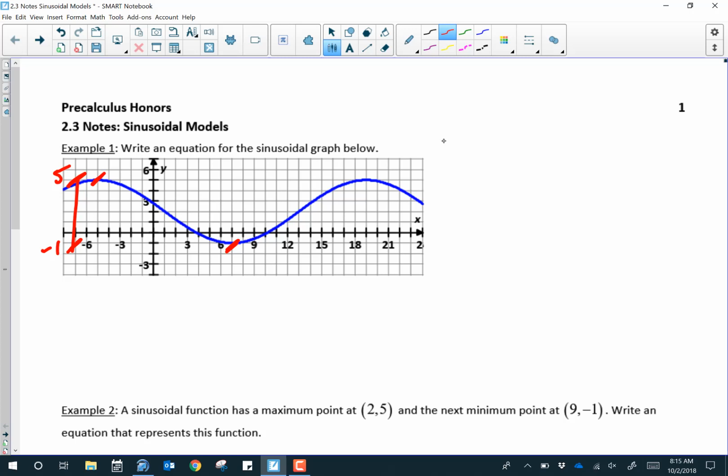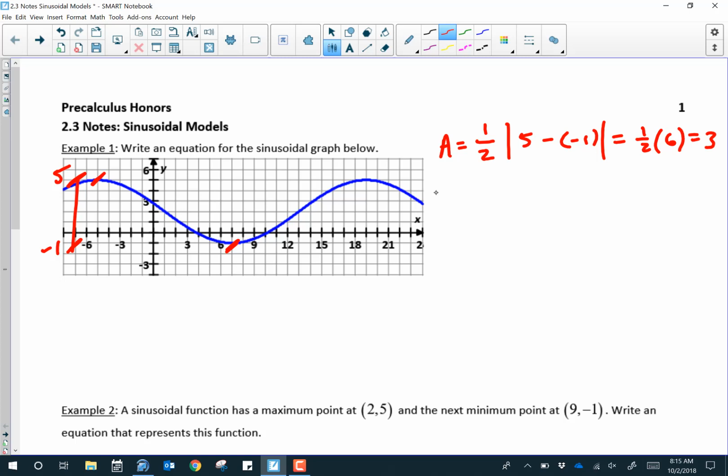Remember that on the 2.2 notes, I had the definition of the amplitude as 1/2 times the difference between the maximum and the minimum point. The difference between the maximum and min is a distance of 6, so the amplitude would be 3. You don't have to write it out, but if you want to, it would be 1/2 times the maximum point minus the minimum point, so 1/2 of 6, which is 3. So there's my amplitude.